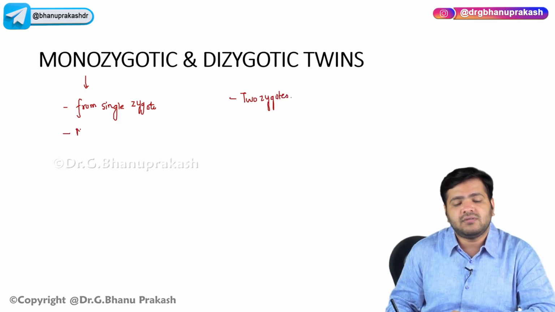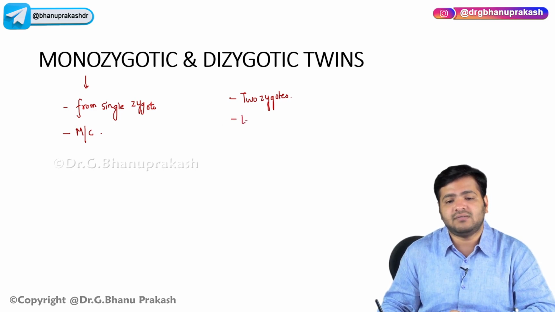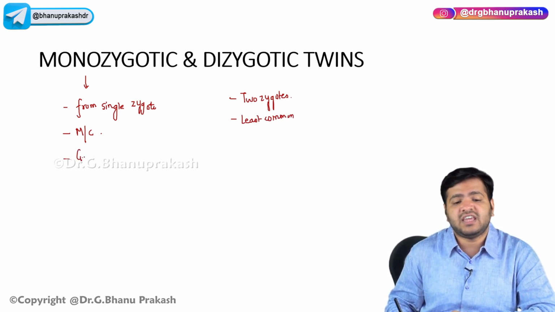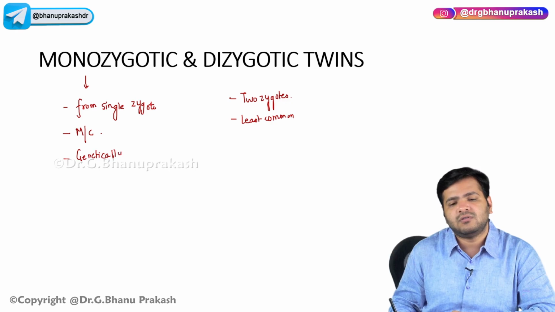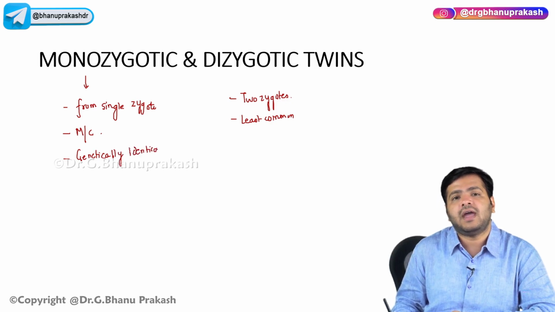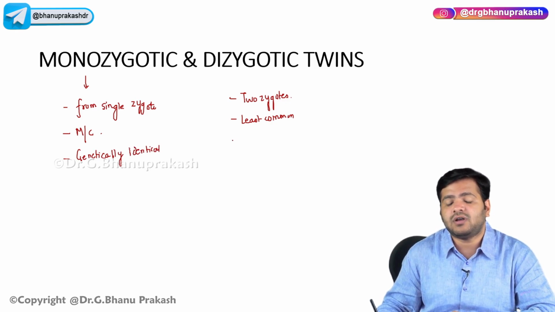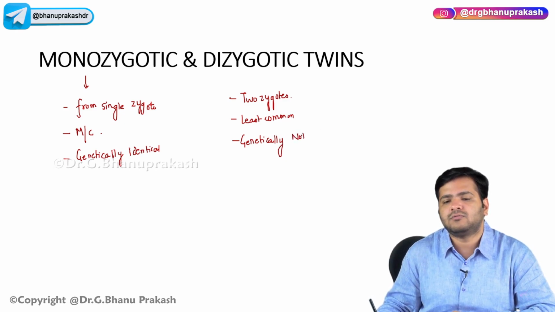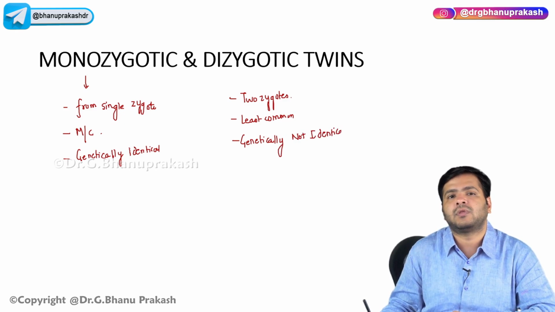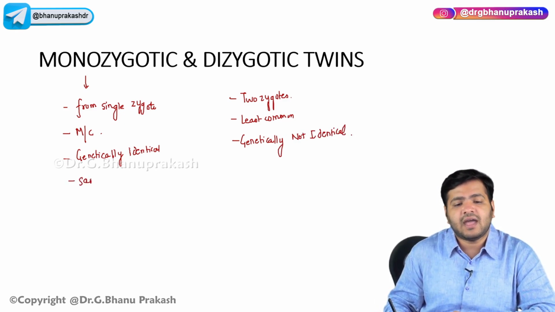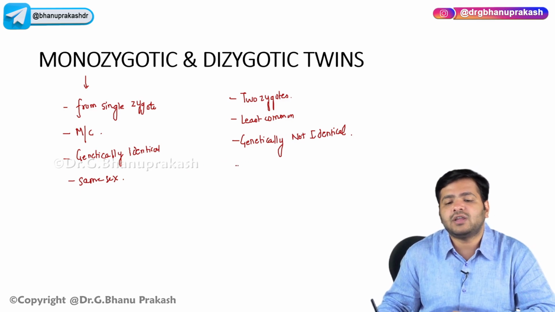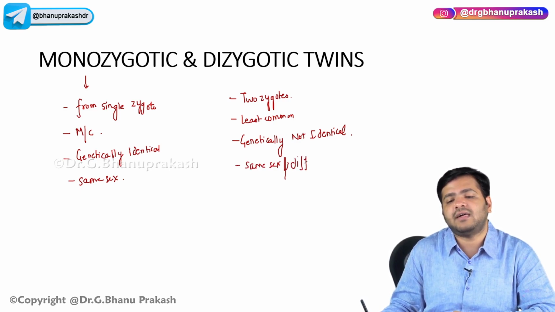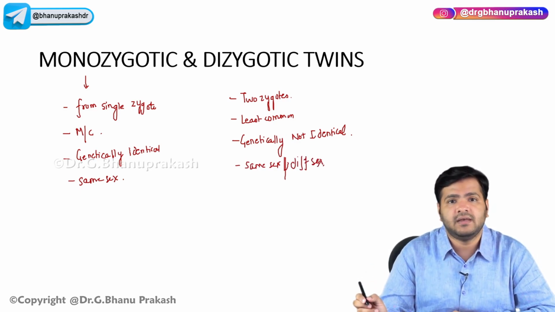The monozygotic twins are more common, and the dizygotic twins are least common. The monozygotic twins are genetically identical, and the dizygotic twins are genetically not identical. The monozygotic twins have the same sex, but the dizygotic twins can have the same sex or different sex as well, right?